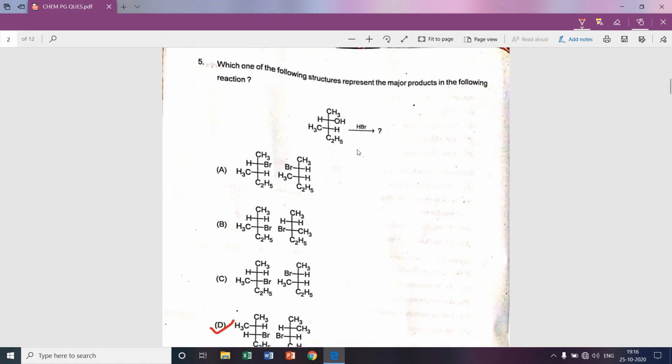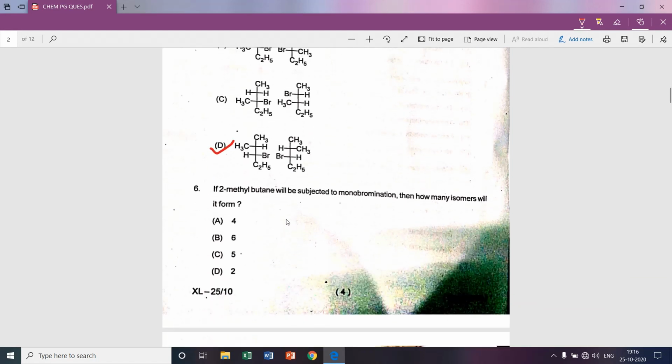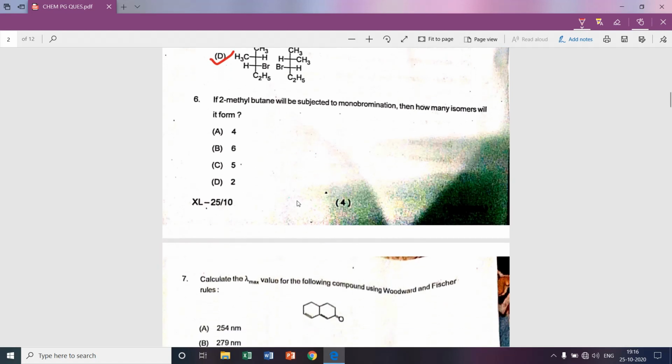It is because in HBr, when H is abstracted by the OH, it forms a carbocation here, and this carbocation migrates to the CH3 and forms a tertiary carbocation, which is a stable one, and then the Br minus ion attacks this position and forms the two major products as given in option D.